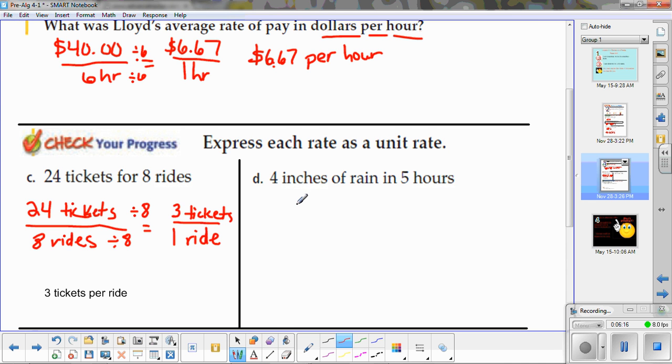4 inches of rain in 5 hours. 4 inches in 5 hours. The unit rate would be how many inches in 1 hour. So we're going to try and get 1 hour on the bottom, and we're going to do that by dividing by 5. 4 divided by 5 is 8/10. So 8/10 inches in 1 hour, or per hour.